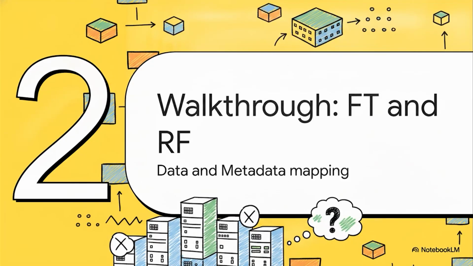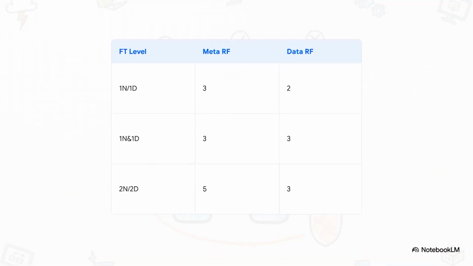Moving on to Section 2. Let's walk through FT and RF, specifically how data and metadata mapping works. This table right here is the absolute anchor of our whole topic. Look really closely at how metadata replication scales up differently than your standard data replication, all based on your fault tolerance level. Your cluster relies on a data resiliency factor to keep things available, and that is heavily tied to your cluster fault tolerance level, whether you're running 1n/1d or the 2n/2d.